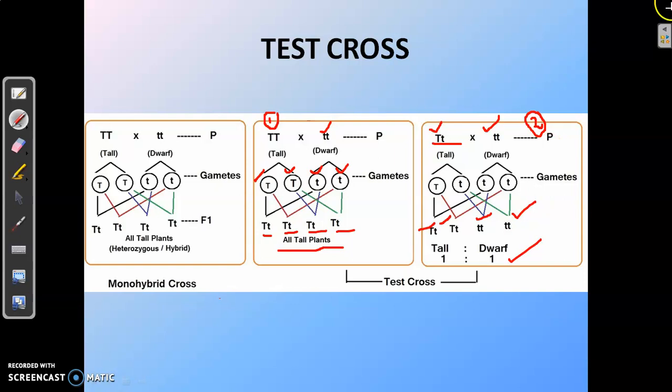If a tall plant is homozygous in nature and undergoes a test cross, then all the offspring will be tall phenotypically. Hence, from this we understand that a test cross is done to determine the genotype of a dominant character, whether it is homozygous dominant or heterozygous dominant, by looking at its offspring. So friends, that is the difference between a test cross and a back cross.